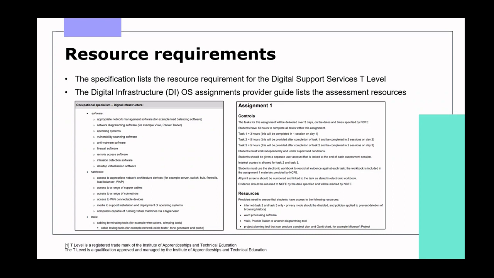As well as that, a key area to look at is definitely the specification and the resources section, letting you know the resources you need in order to deliver this occupational specialism. When it comes to the assignments as well, there will be a provider guide provided to you to let you know things such as specific resources needed for that assignment, but it should remain relatively similar to the sample that we have on QualHub.